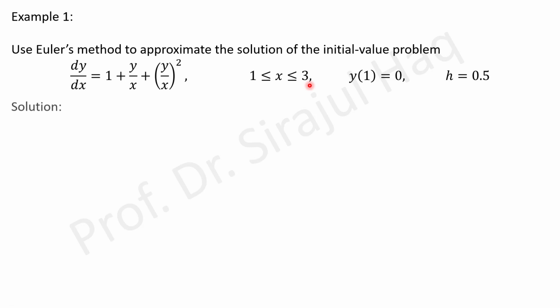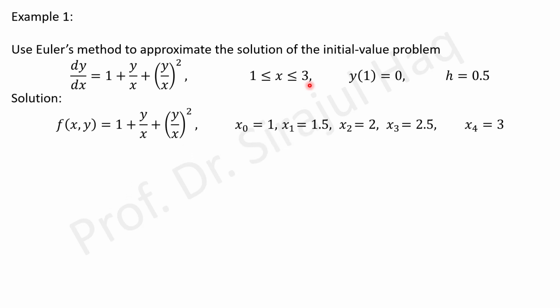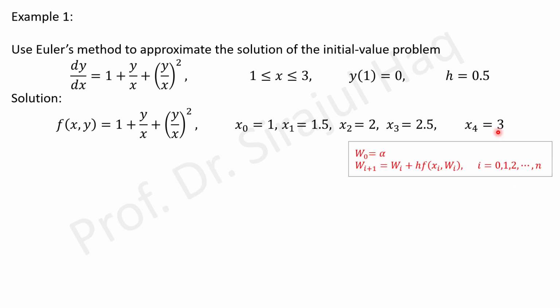So let's identify the things. And your formula, this is your function. This is your x0, and x1 is equal to x0 plus h. h is 0.5, so 1 plus 0.5 is 1.5. x1 plus h, 1.5 plus 0.5, is 2. x2 plus h is 2 plus 0.5, which is 2.5. And x3 plus h is 2.5 plus 0.5, which is 3. So these are the data points when you are using your step size h equal to 0.5.